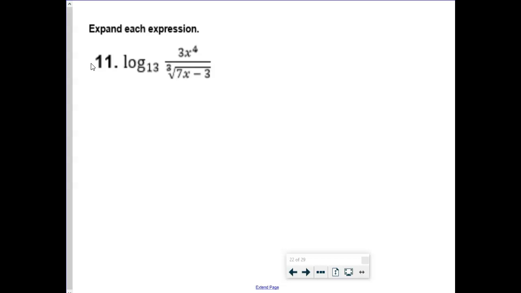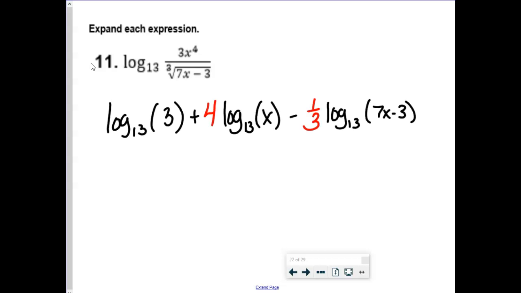All right, let's try number 11. I'm going to pause the video. I'm going to freeze the screen. This one you're going to break into not 1, not 2, but 3 logarithms, all of them base 13. Give it a try. So this is log base 13s all the way through, and you should be splitting into 3 different logarithms.